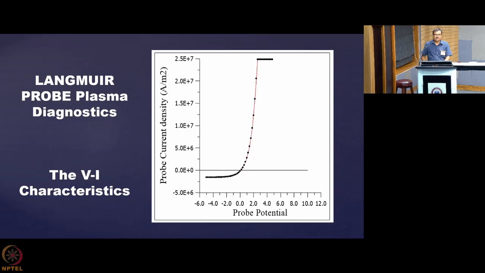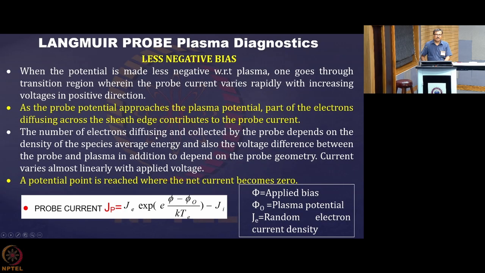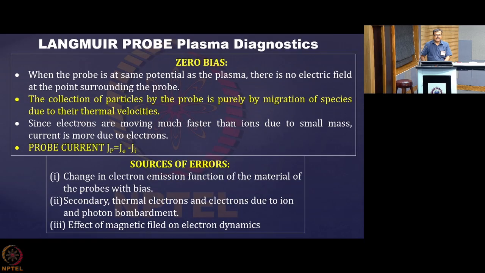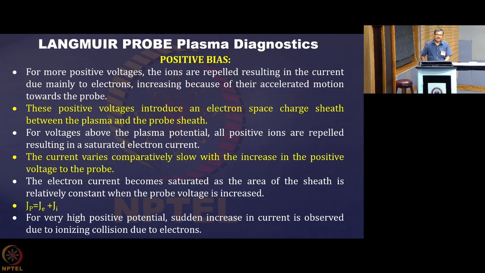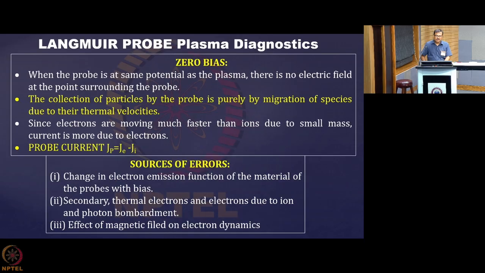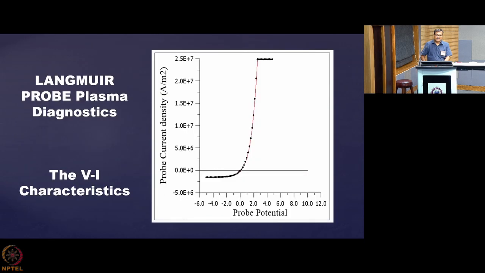Now, we should tell you how the characteristic typically varies and what zone we are talking about. So, when you are putting the negative bias like this, and when you are applying the positive bias like this. Now, we will discuss more on this, and we will go for less negative bias, then zero bias, and then positive bias. So, we will discuss all these things in the next class.